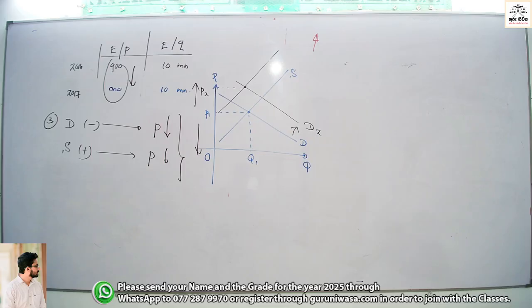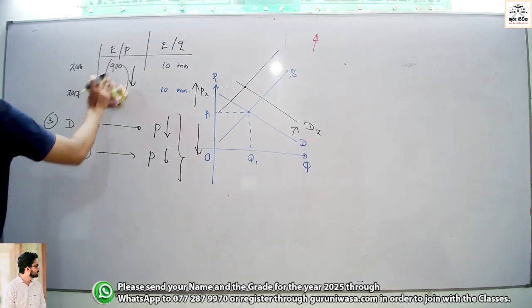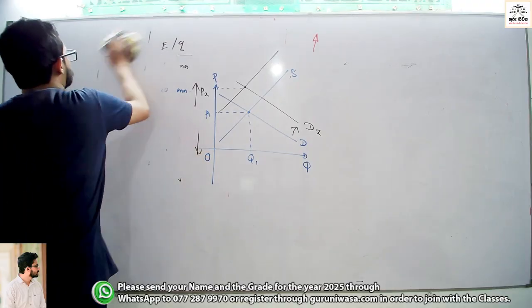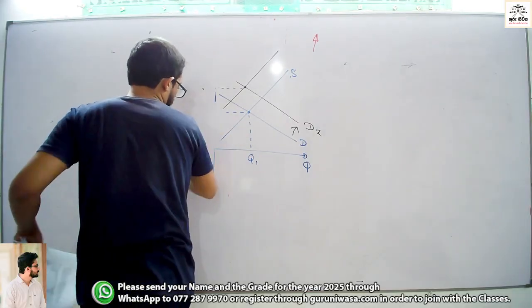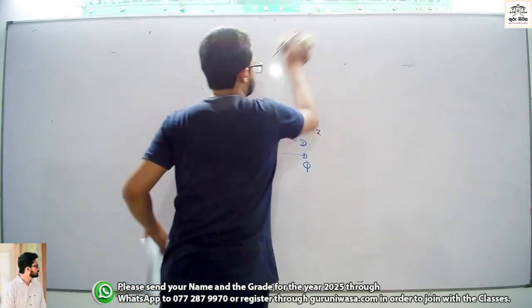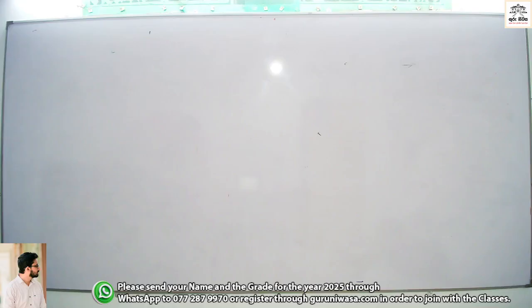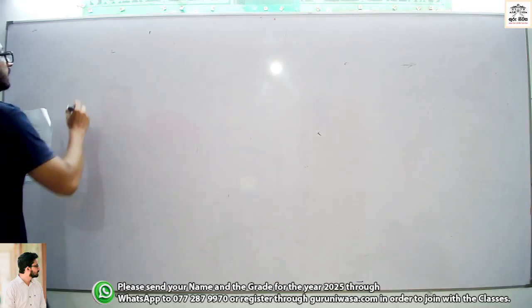Very good. I'll explain why other answers are not correct, right? I'll take a few minutes and explain it. Look at the board because it will help you to understand the theory point. The market is in equilibrium.